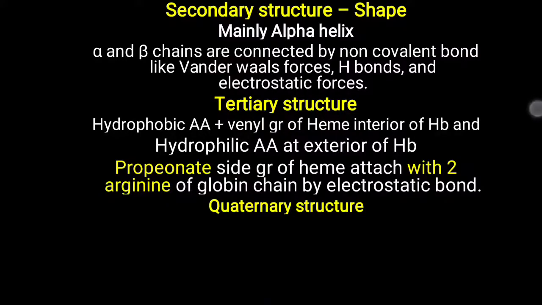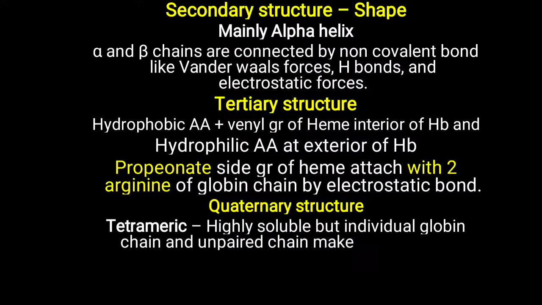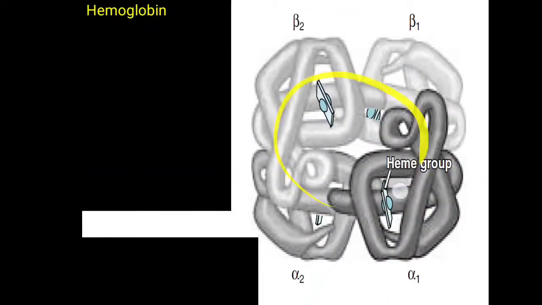Now finally, that is the quaternary structure of hemoglobin. It is a tetrameric form, meaning 4 polypeptide chains of globin combined with the heme, and that makes the final structure of hemoglobin. This tetrameric structure is highly soluble, but individual, unpaired globin chains make inclusion bodies inside the red blood cell, which damage the red blood cell, and ultimately hemolysis is observed. So you have to remember it needs to be in a tetrameric form to be soluble inside the red blood cell.